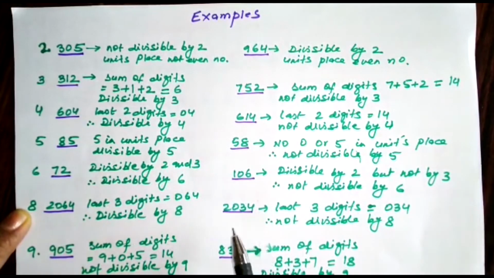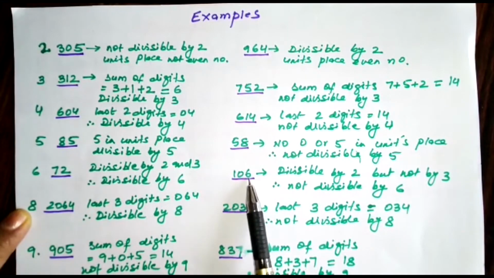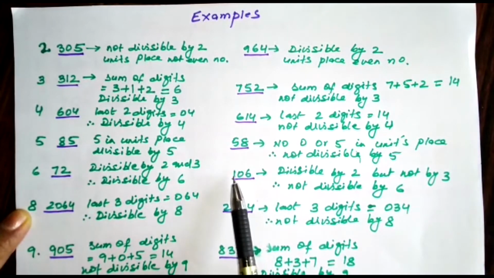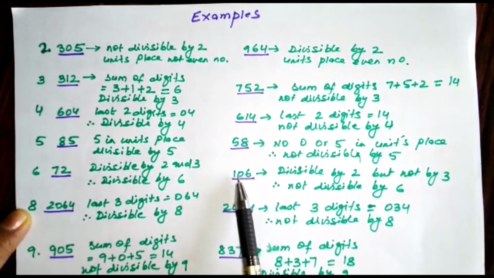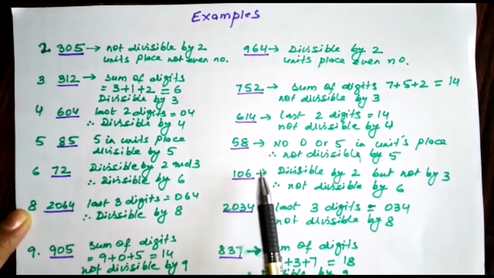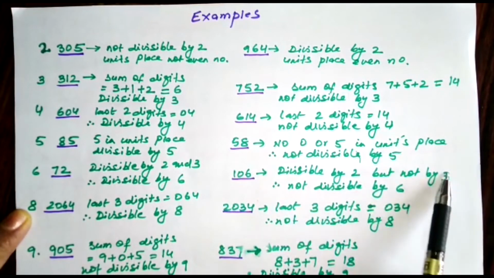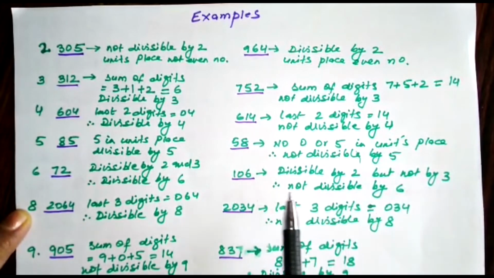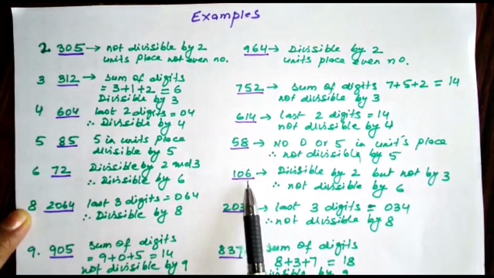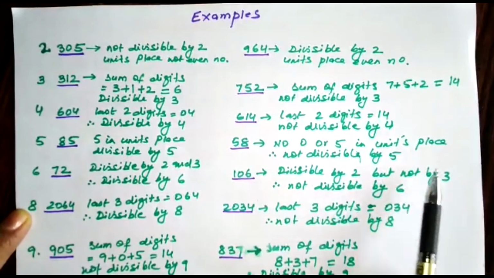106, it has 6 in units place, so it is divisible by 2. But sum of digits is 1 plus 0 plus 6 equals 7. Therefore, this number is not divisible by 3. It is divisible by 2 but not by 3. Therefore, it is not divisible by 6. For a number to be divisible by 6, it has to be divisible by both 2 and 3.